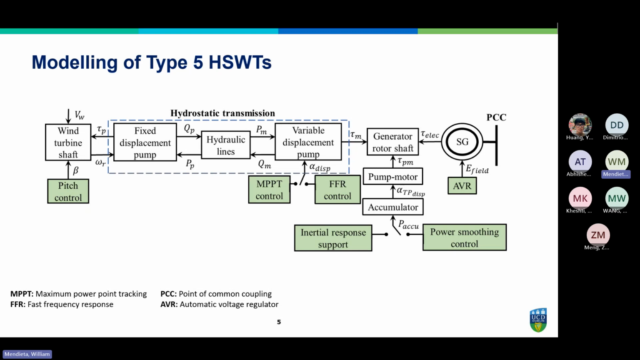in the hydrostatic transmission to transfer rotational energy from the turbine rotor to support the inertial response of the synchronous generator. The accumulator can be discharged or charged in order to support the inertial response of the synchronous generator during low frequency events. And also the accumulator can be charged and discharged to smooth the output power during turbulent wind speed conditions. Finally, the AVR operates in a similar way to a conventional synchronous machine.